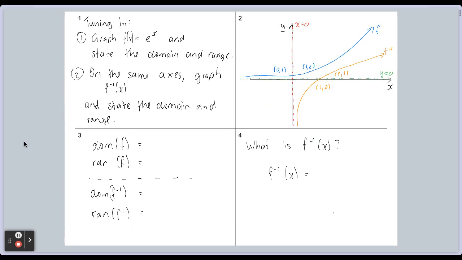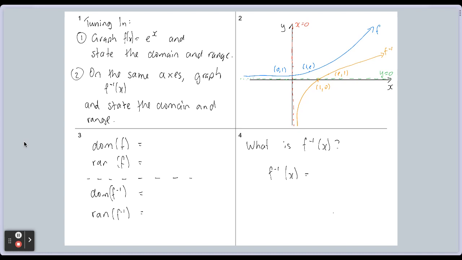So zooming out, I might go to slide 4 first, then go back to slide 3. With slide 4, what is F inverse of X? Now this will test everybody. I could write log base E of X, but those are here on Friday. How do I write log base E?